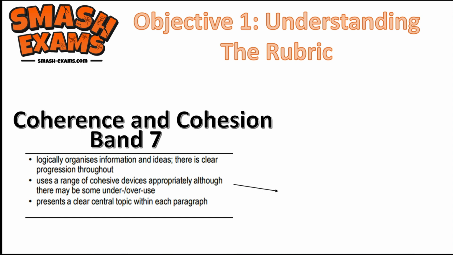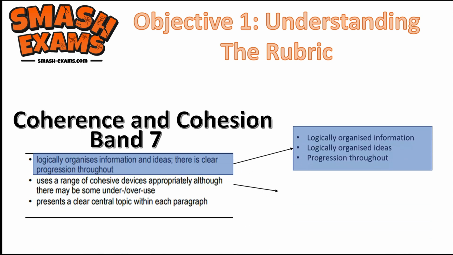The first thing we need to do is to understand the rubric. So the first part, logically organize information and ideas. There is clear progression throughout. So that means you need to logically organize your information, logically organize your ideas, and make sure there is a progression throughout the essay that you write.